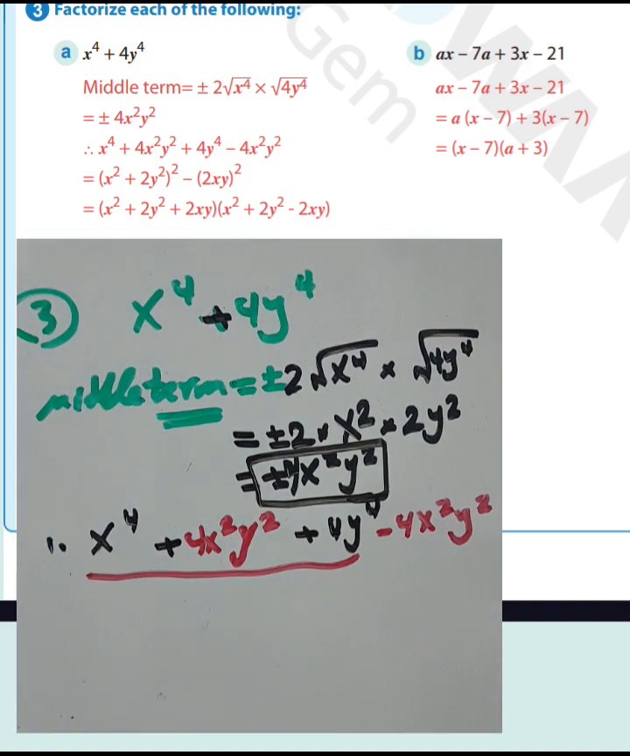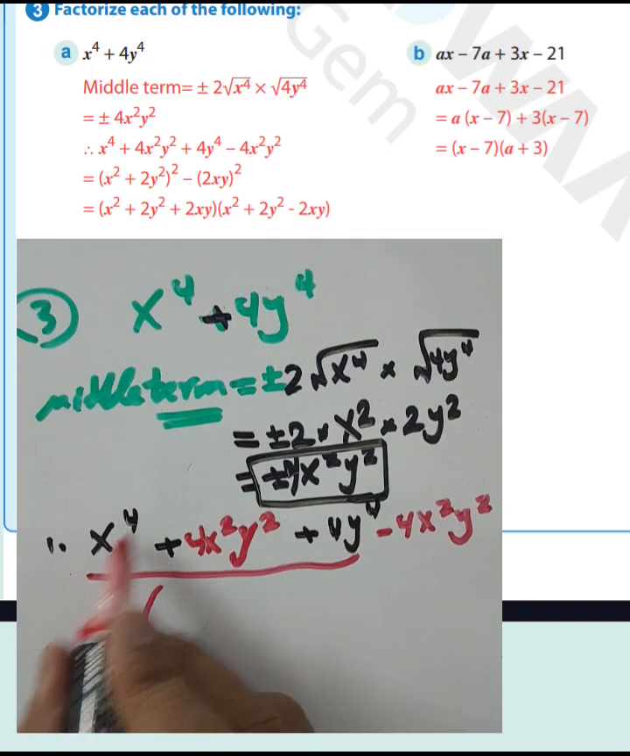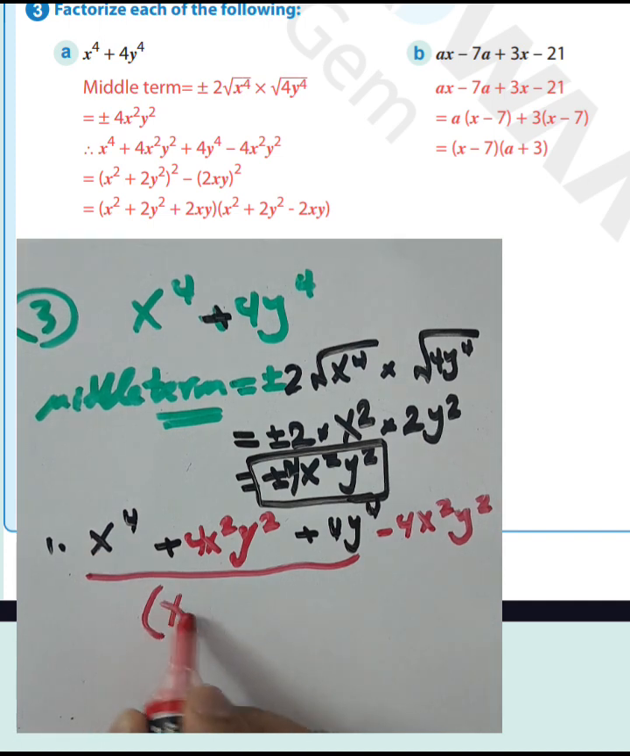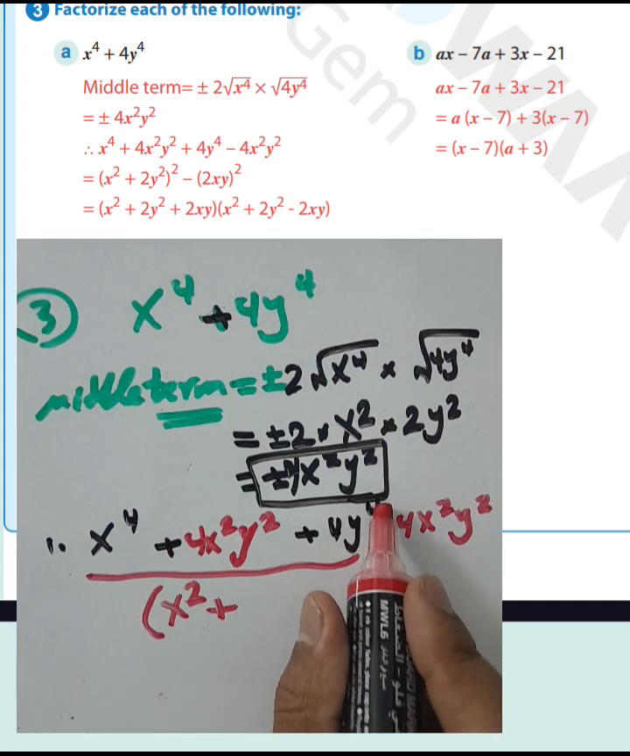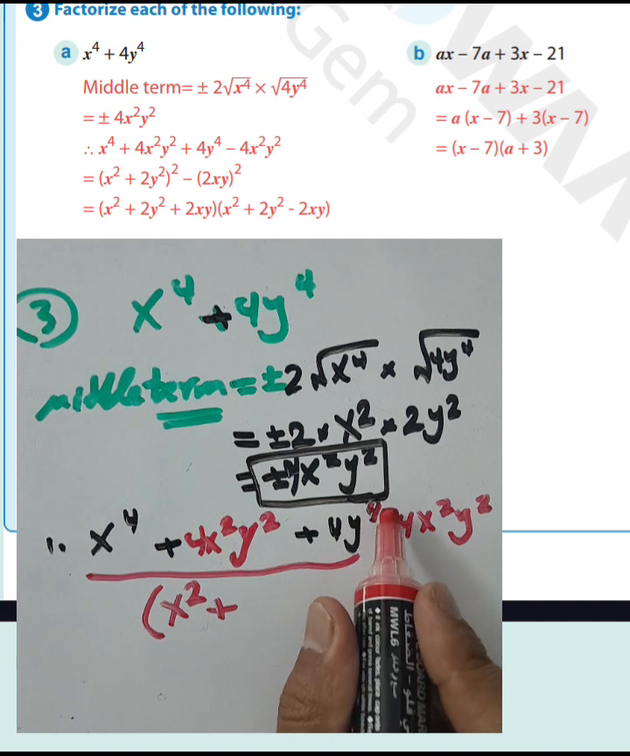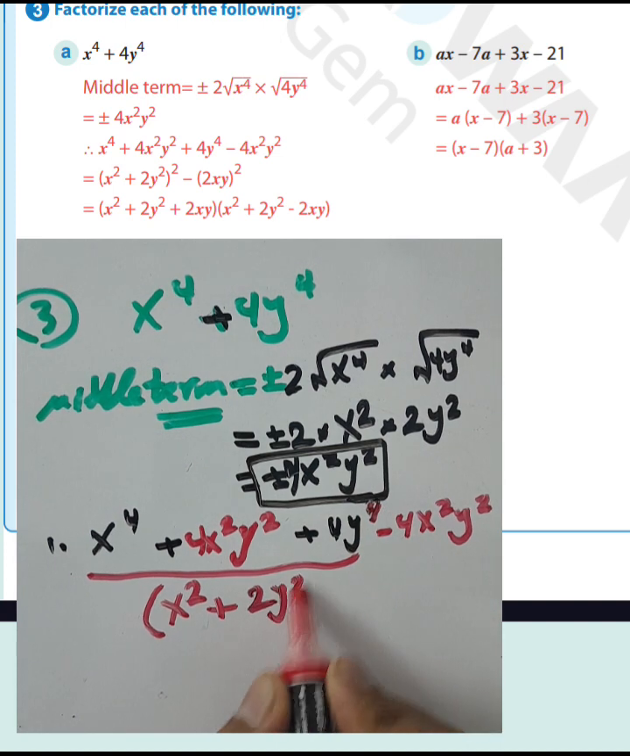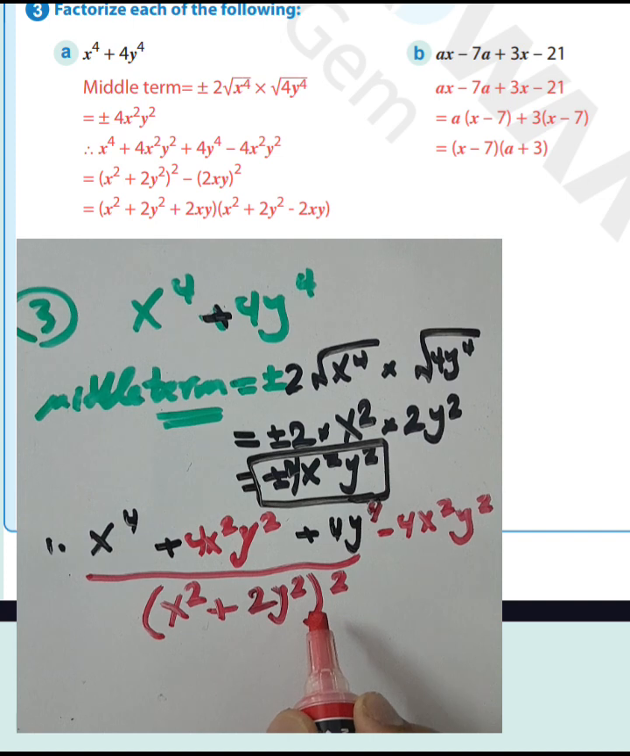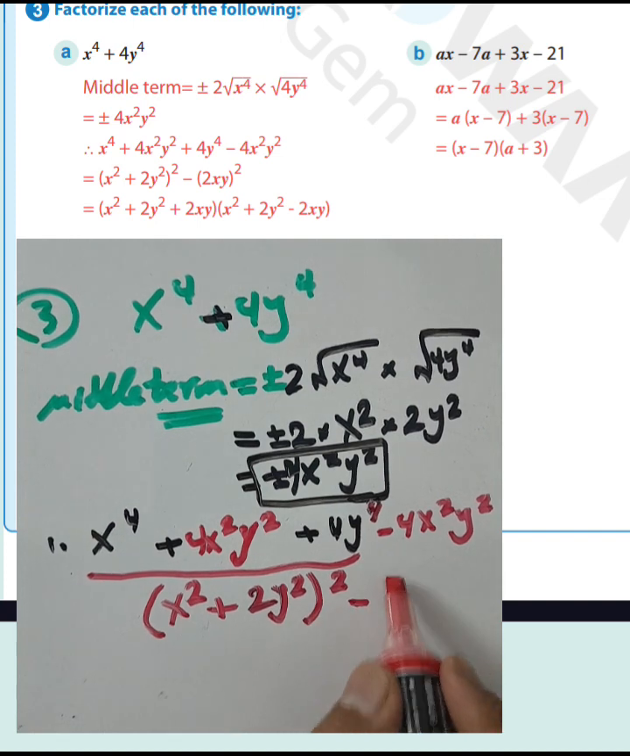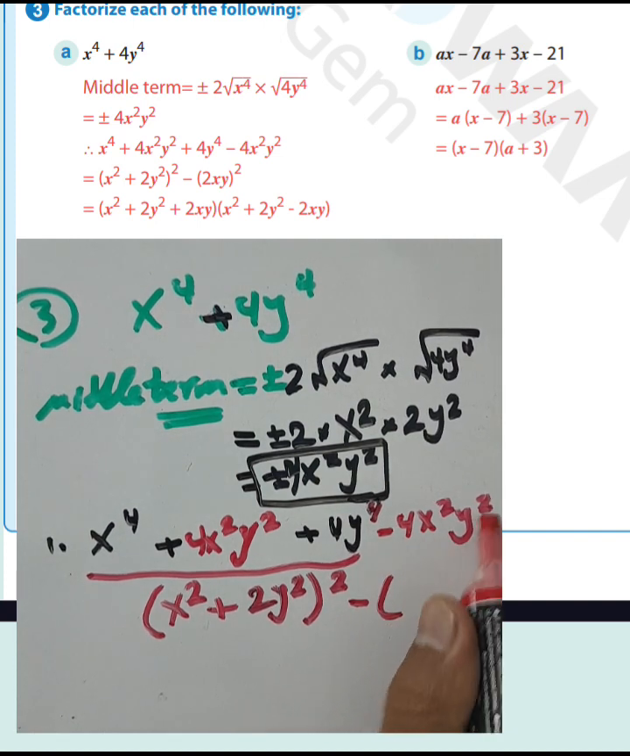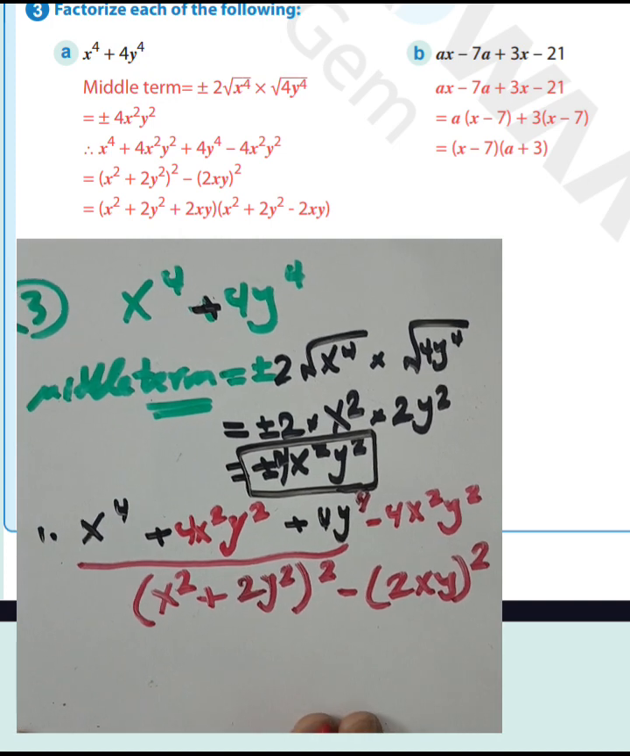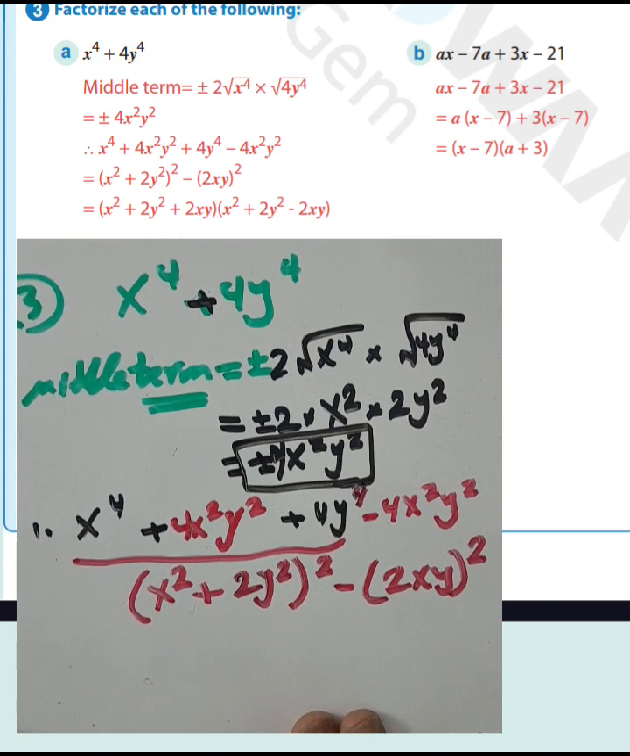You can write x power 4, the square root of x power 4 is x power 2, and write the positive sign here, and the square root of 4y power 4 will be 2y power 2, all power 2. And let's subtract here, the square root of 4x power 2 y power 2 will be 2xy, all power 2. And then you can factorize this example.